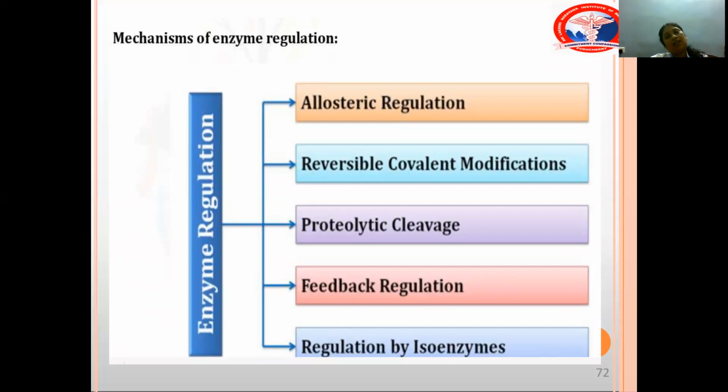So what are the mechanisms of enzyme regulation? First one is allosteric regulation. Second one is reversible covalent modification. Third one is proteolytic cleavage. Fourth one is feedback regulation. Fifth one is regulation by isoenzymes.